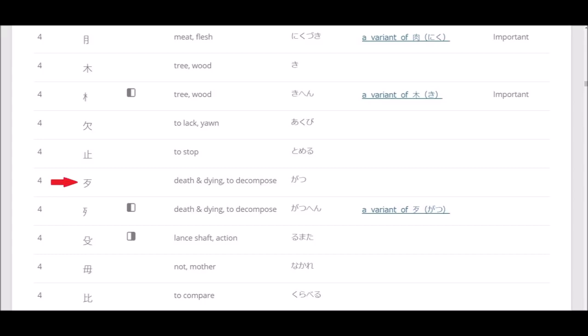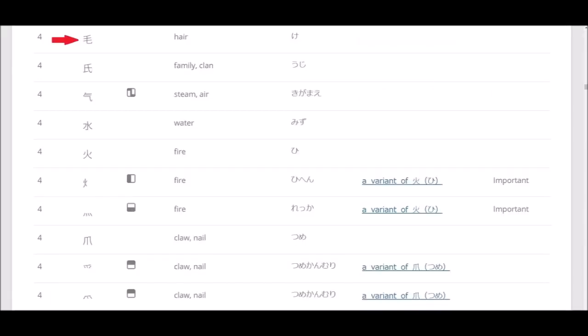Gatsu, death and dying or to decompose. Gatsu-hen, which is death and dying to decompose. Dumata, lance shaft action. Nakare, not or mother. Kuraberu, to compare. Ke, which is hair. Uji, which is family or clan. Kingamae, which is steam or air.